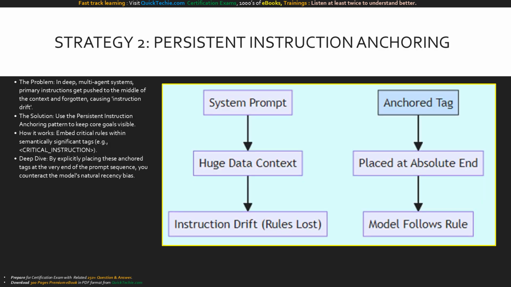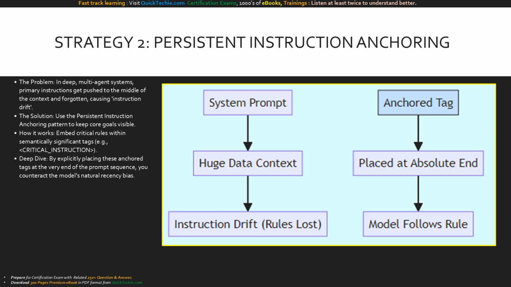Our second strategy shifts from managing data to managing rules. In deep, hierarchical multi-agent systems, your core instructions can also get pushed into the middle of an ever-growing context window and be forgotten. This causes instruction drift, where the agent ignores its original goal. We solve this with a pattern called persistent instruction anchoring. By wrapping critical goals or negative constraints in semantically significant tags like critical instruction or persistent goal, and programmatically ensuring these anchors are passed down the chain and placed at the very end of the prompt, we actively exploit the model's recency bias. The model reads the rule last, so it obeys the rule first.